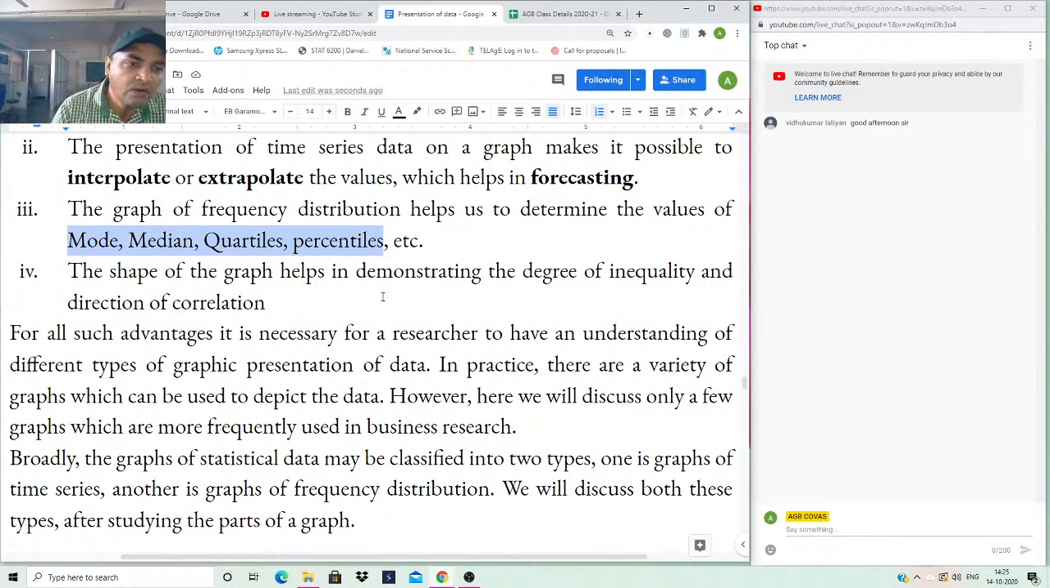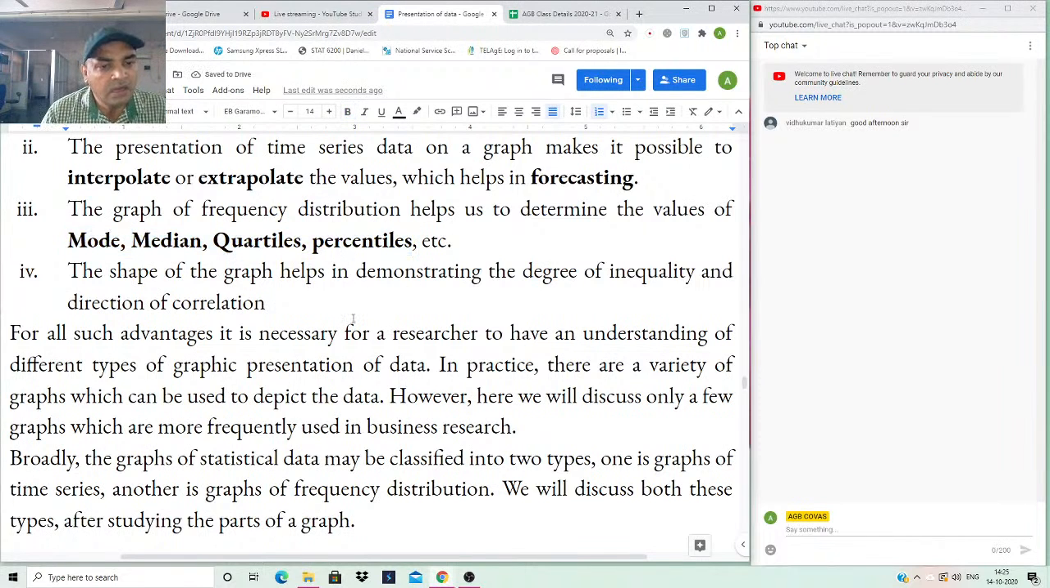Although I will not be touching these things in this lecture, because up till now you do not know what mode, median, quartile and percentile are. Once you know these things, it will take only a simple technique, because you will know from this lecture how to make the graphical presentation. At that time we will tell you how to find the mode, the median, and the quartile or percentile from these graphical representations.